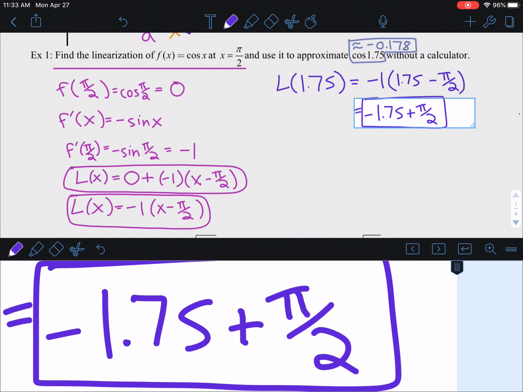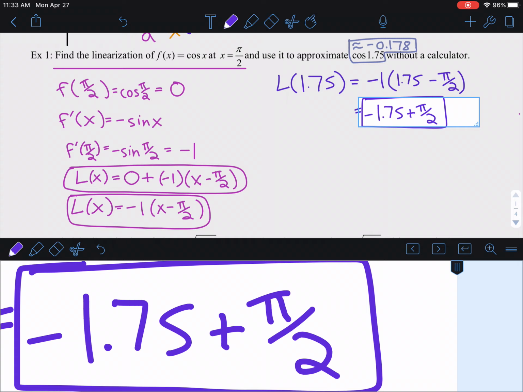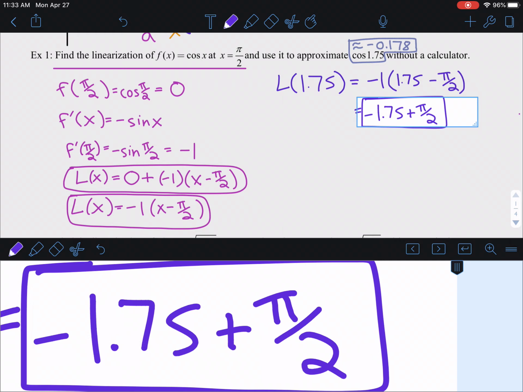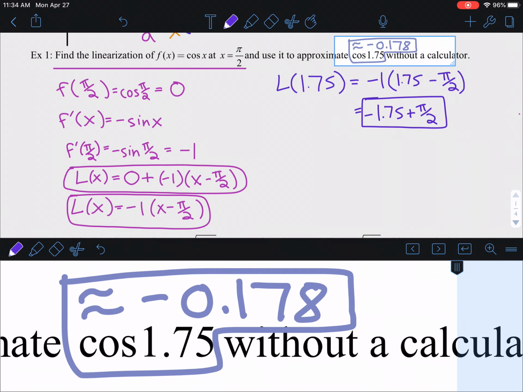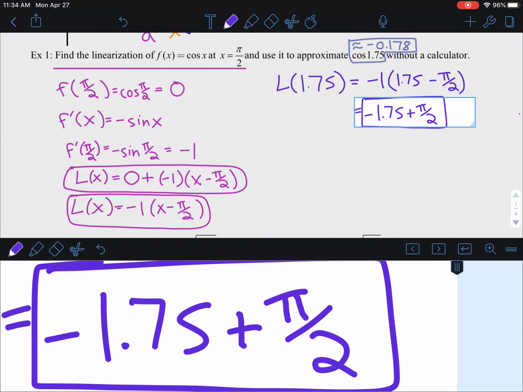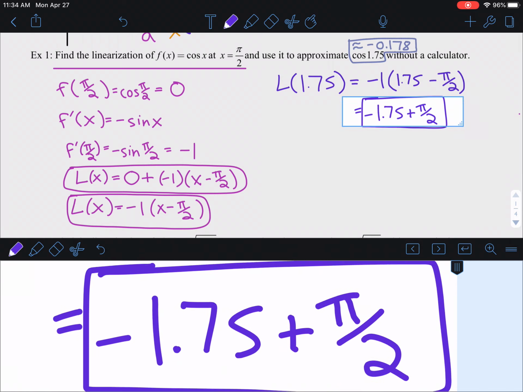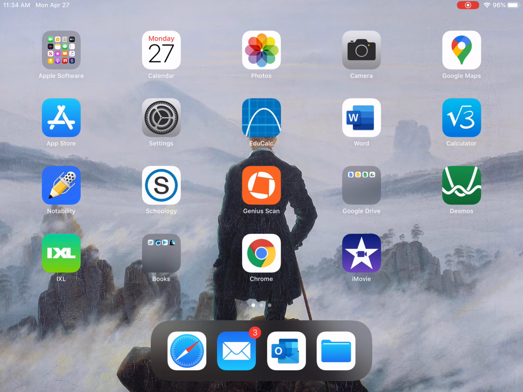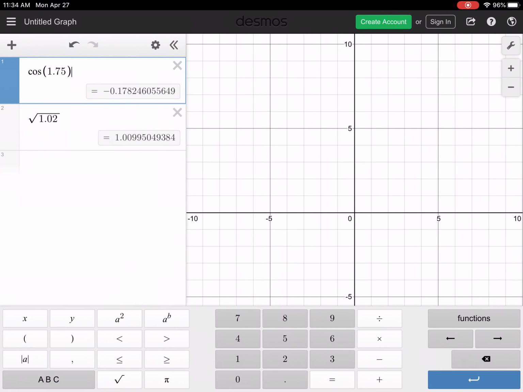Okay, so this is my exact approximation. It feels weird to say exact approximation, but that's exactly what this is, right? This is going to be my approximation for cosine of 1.75, done 18th century style, okay? So let's see how good of an approximation this actually was. Again, we have calculators, so we can go ahead and do that. So I'm going to go back to Desmos now, and let's figure out what this would be as a decimal, and we can actually see how good of an approximation this is, okay?